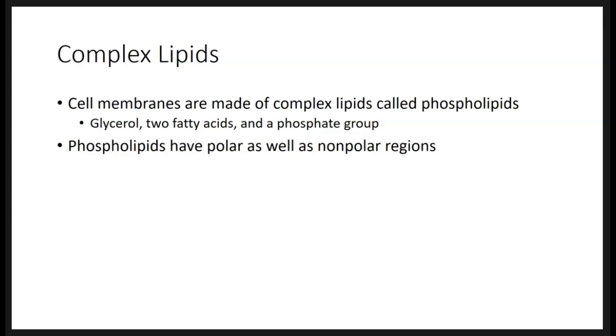So complex lipids are lipids that contain 3 different monomeric parts. Right? So we have the glycerol and the fatty acids, just like in the triglycerides. And we also are going to throw on a phosphate group. Phospholipids are important because they have both highly polar regions and very non-polar regions.